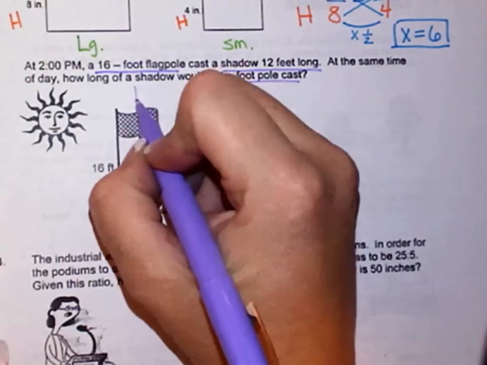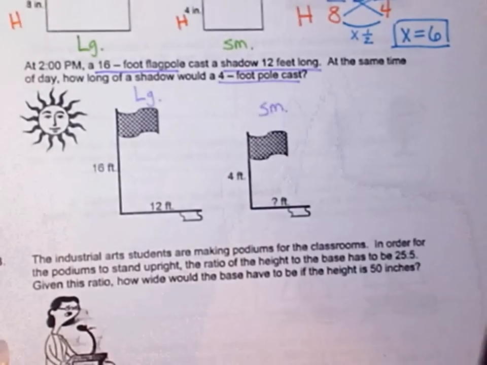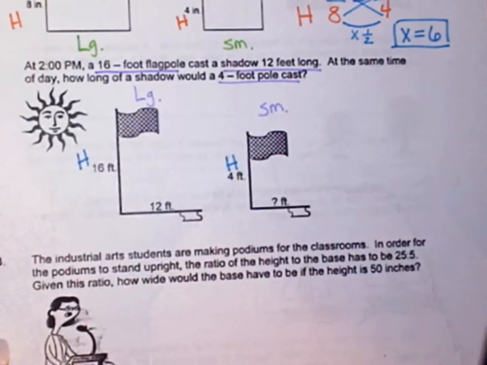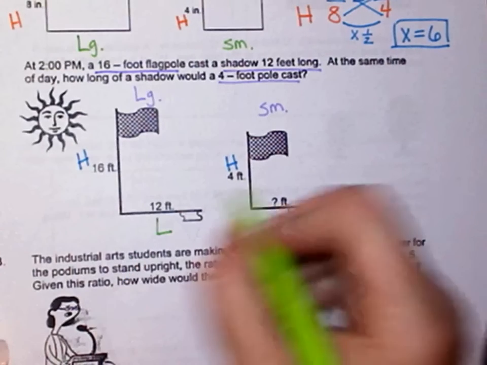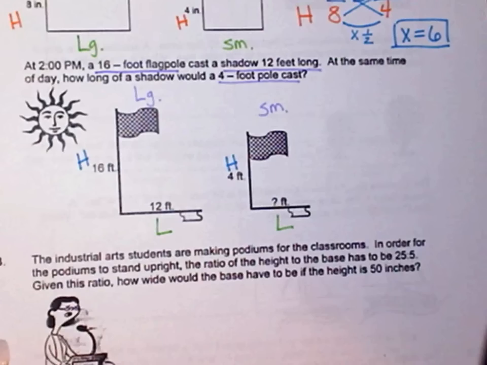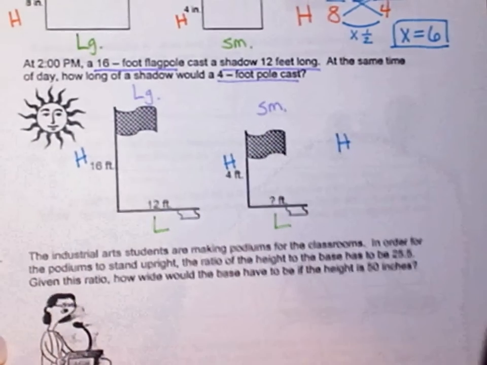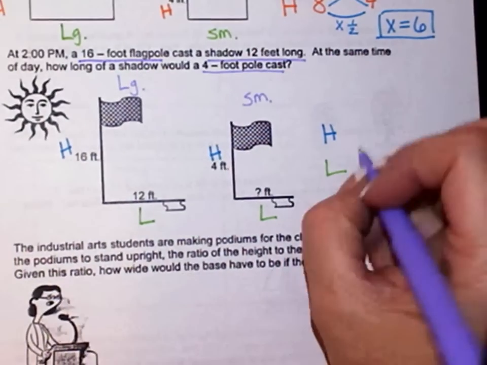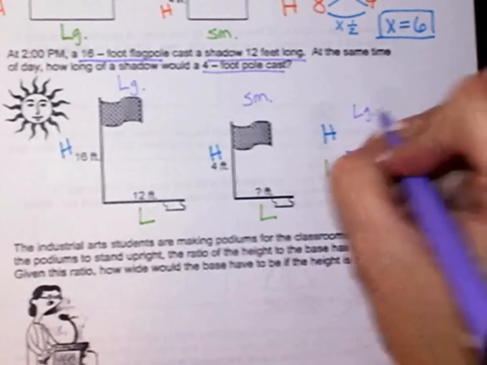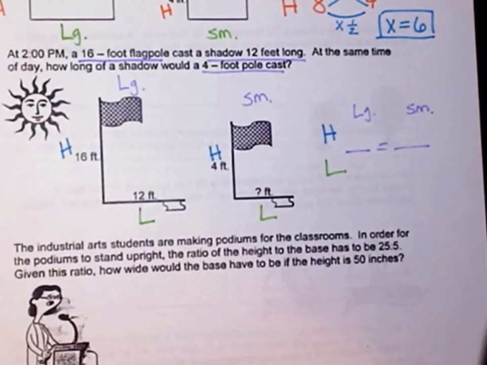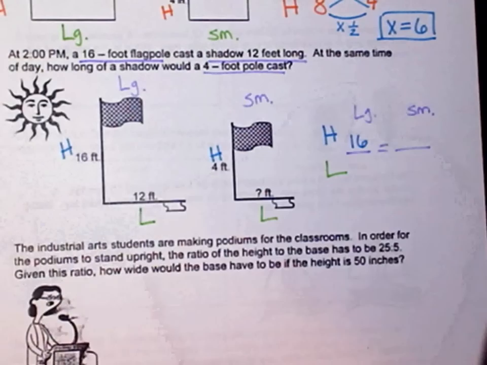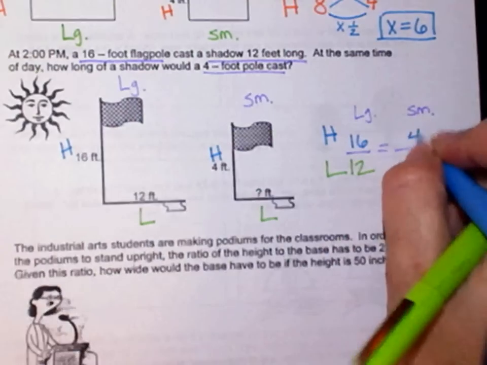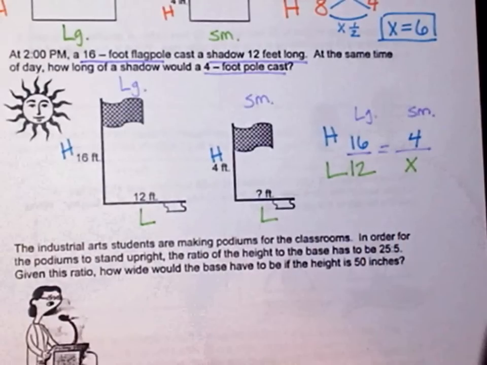So we can see that we're going to go from large to small. I'm going to call this height, so I need to call this one height. I'll do length down here, and then this one's going to be length. So let me set up and label height to length, large to small, so my numbers should get smaller. Height on large is 16, length is 12. Small height is 4, length is x, because that's what we're looking for.